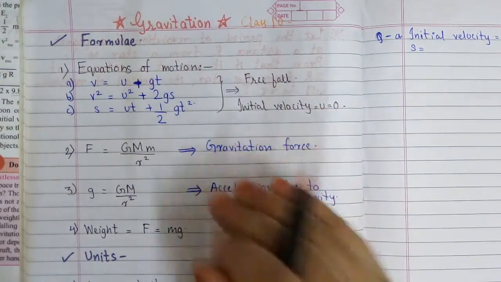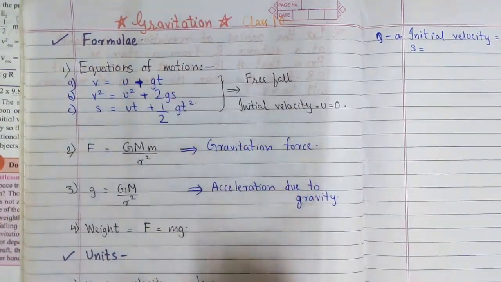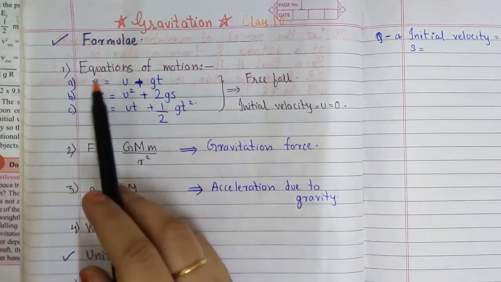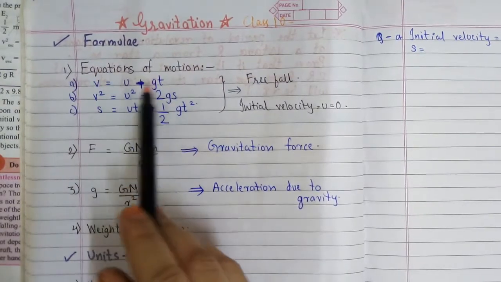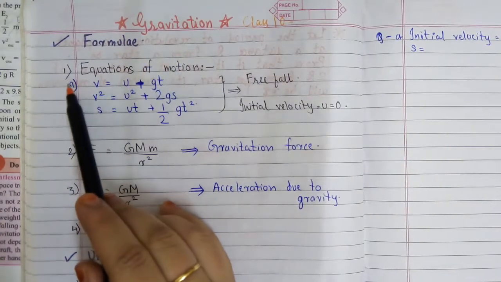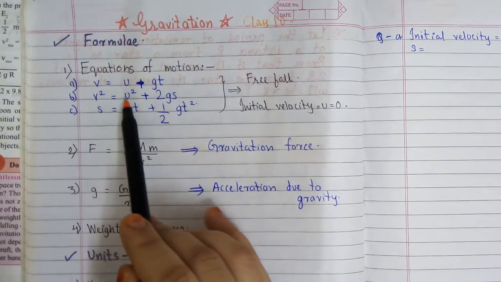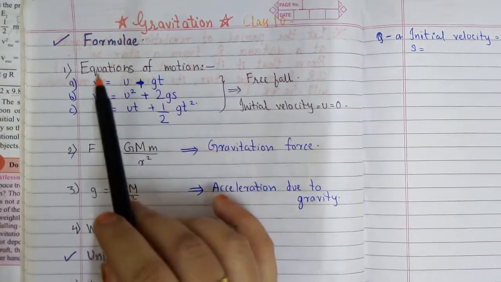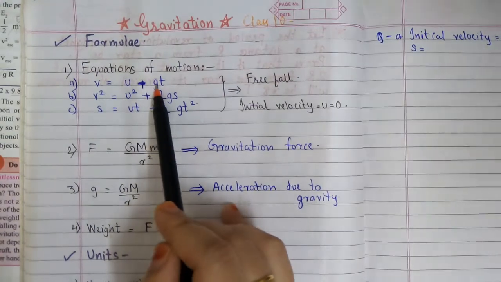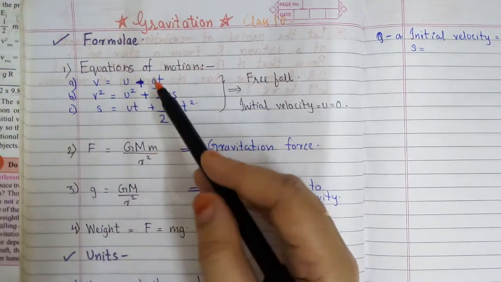Before solving the numericals, let's first see some of the formulae and units required. We will need the equations of motion. There are three equations of motion. The first is v equals u plus gt. The second is v squared equals u squared plus 2gs, where v is the final velocity, u is the initial velocity, g is gravity, t is the time required, and s is the displacement or distance, or we can say height also.